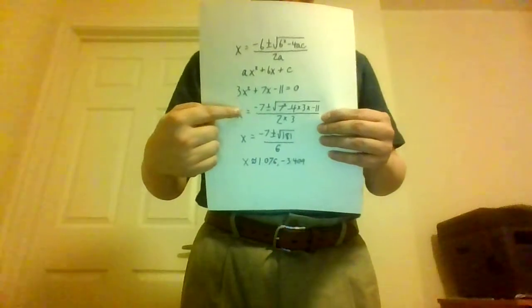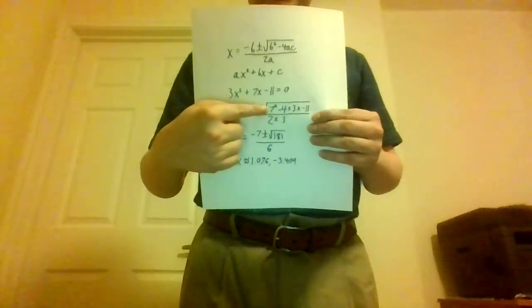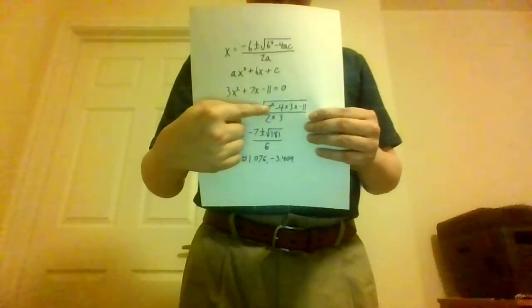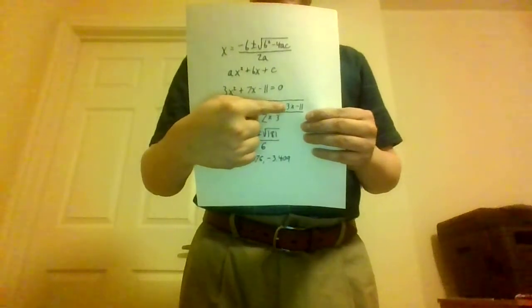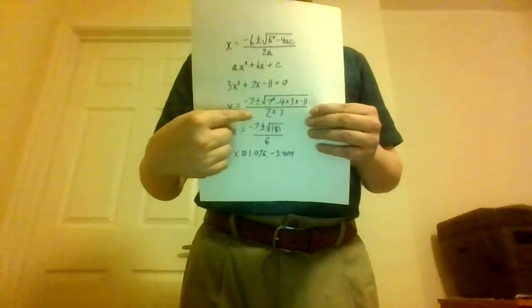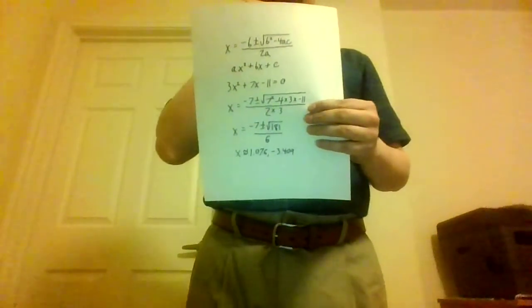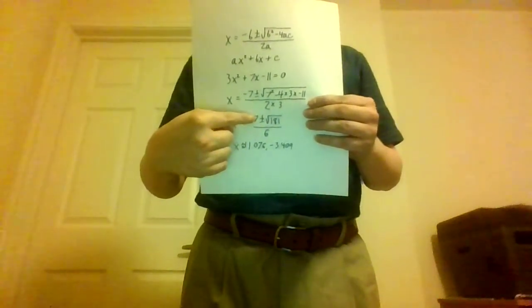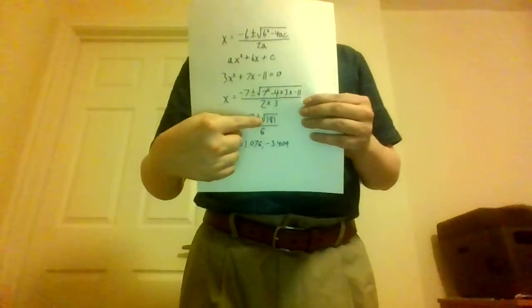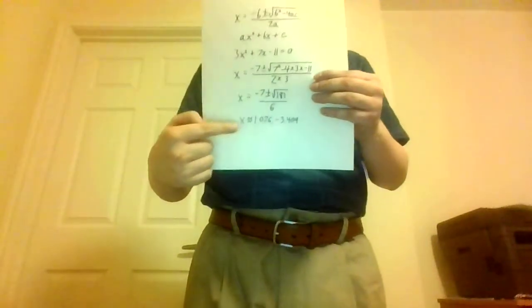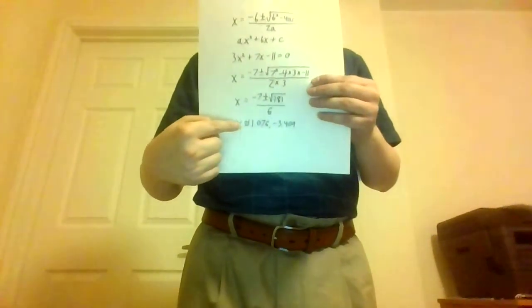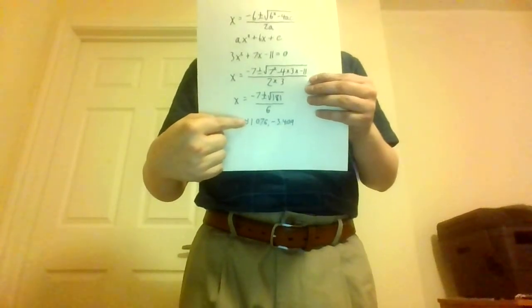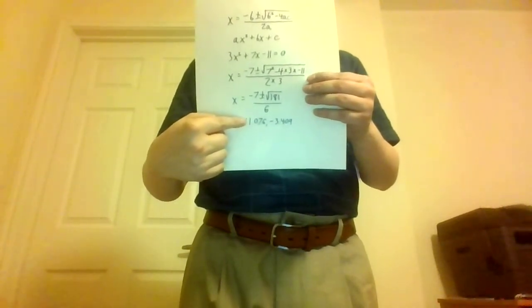This gives you x = (-7 ± √(7² - 4 × 3 × -11)) / (2 × 3). This gives you the answer x = (-7 ± √181) / 6, which gives you the answers approximately 1.076 and -3.409.